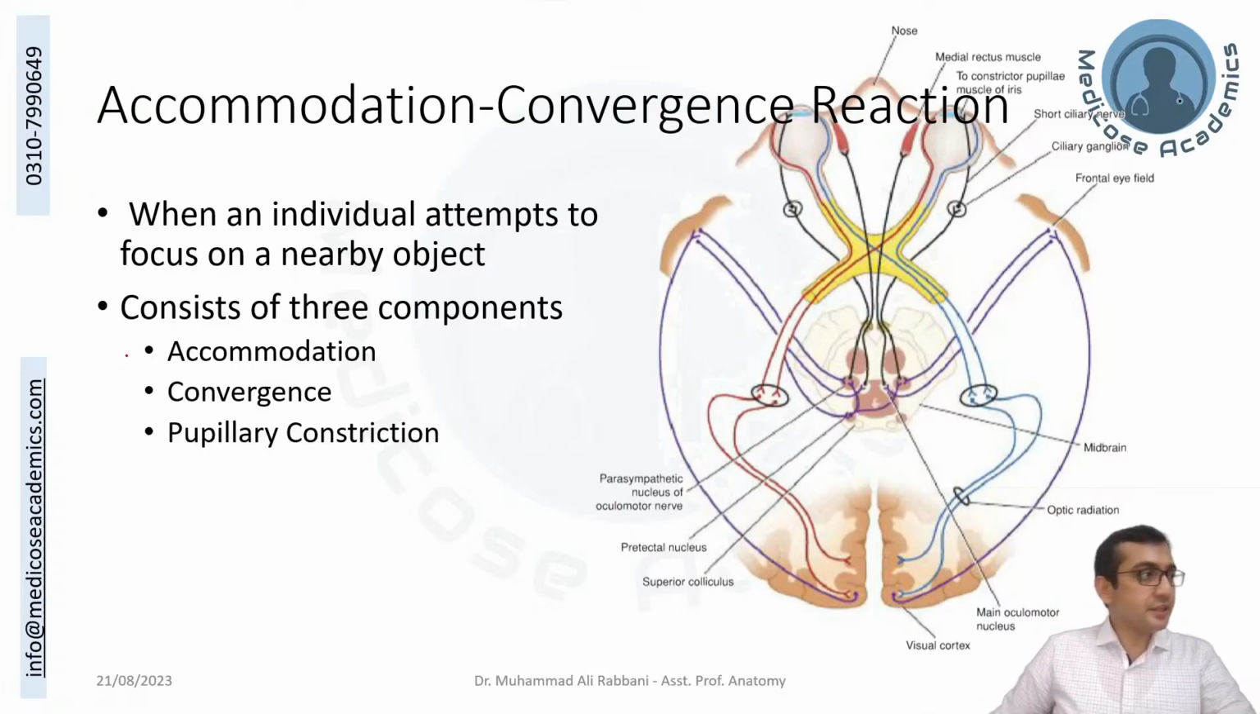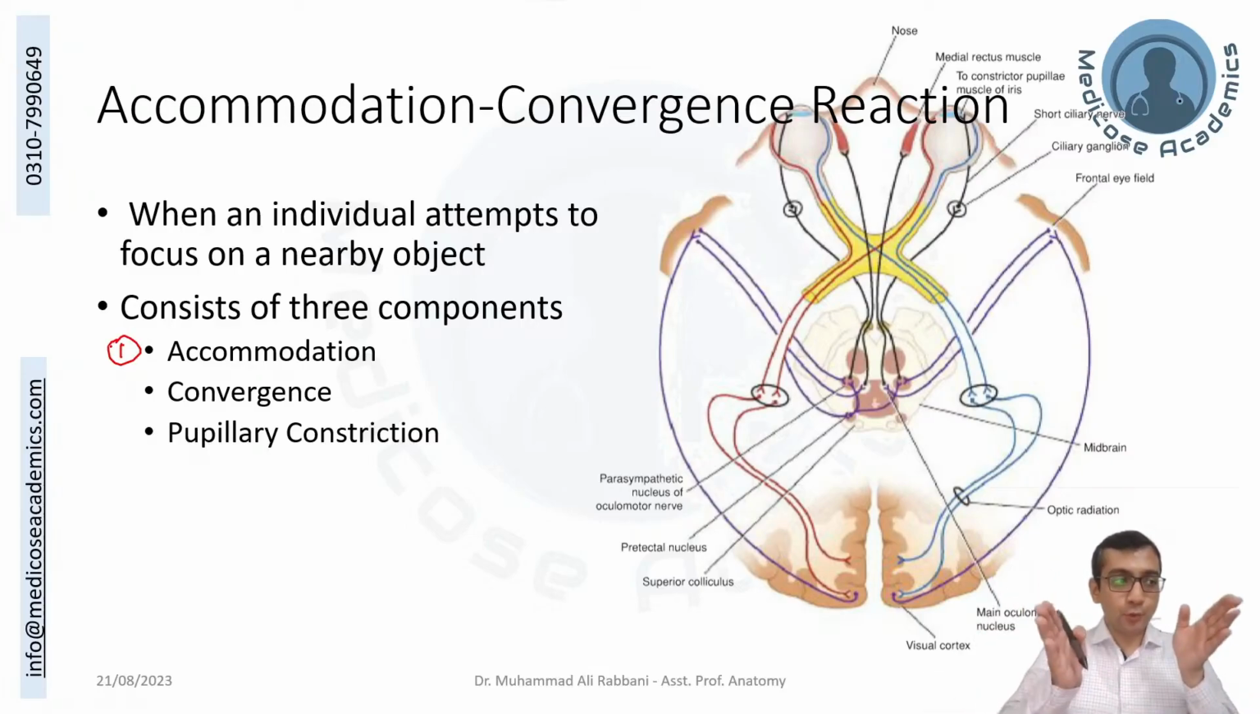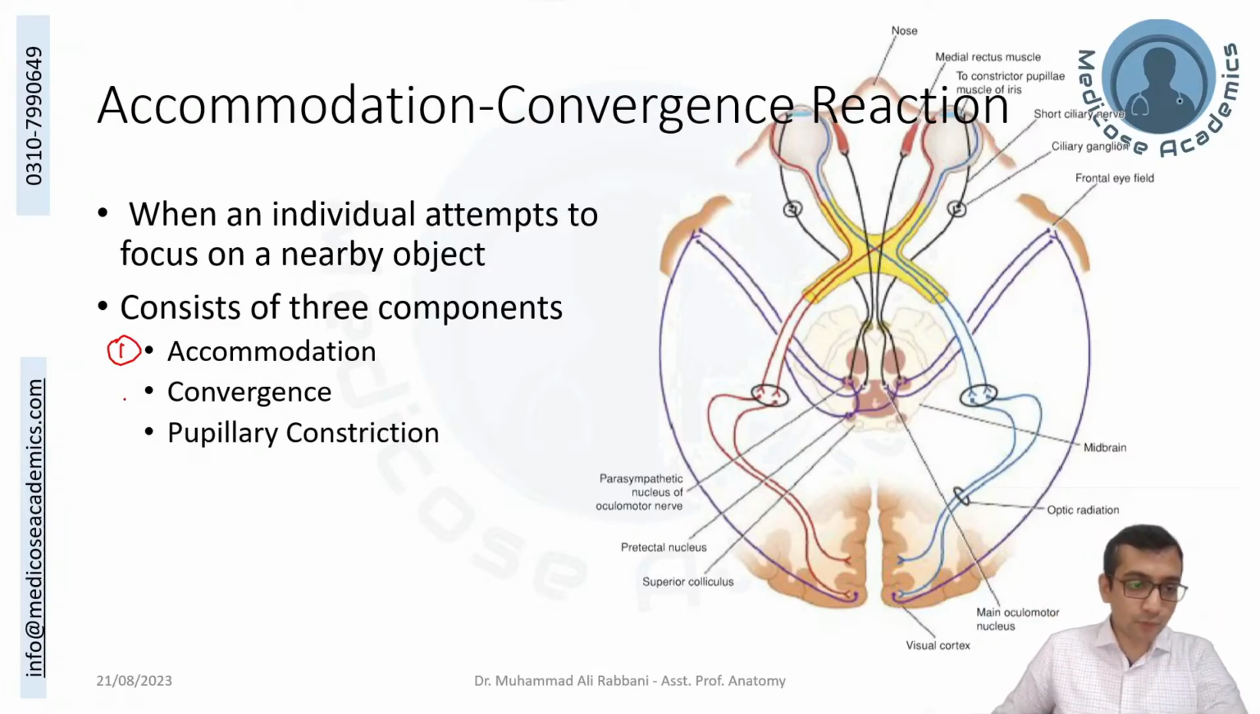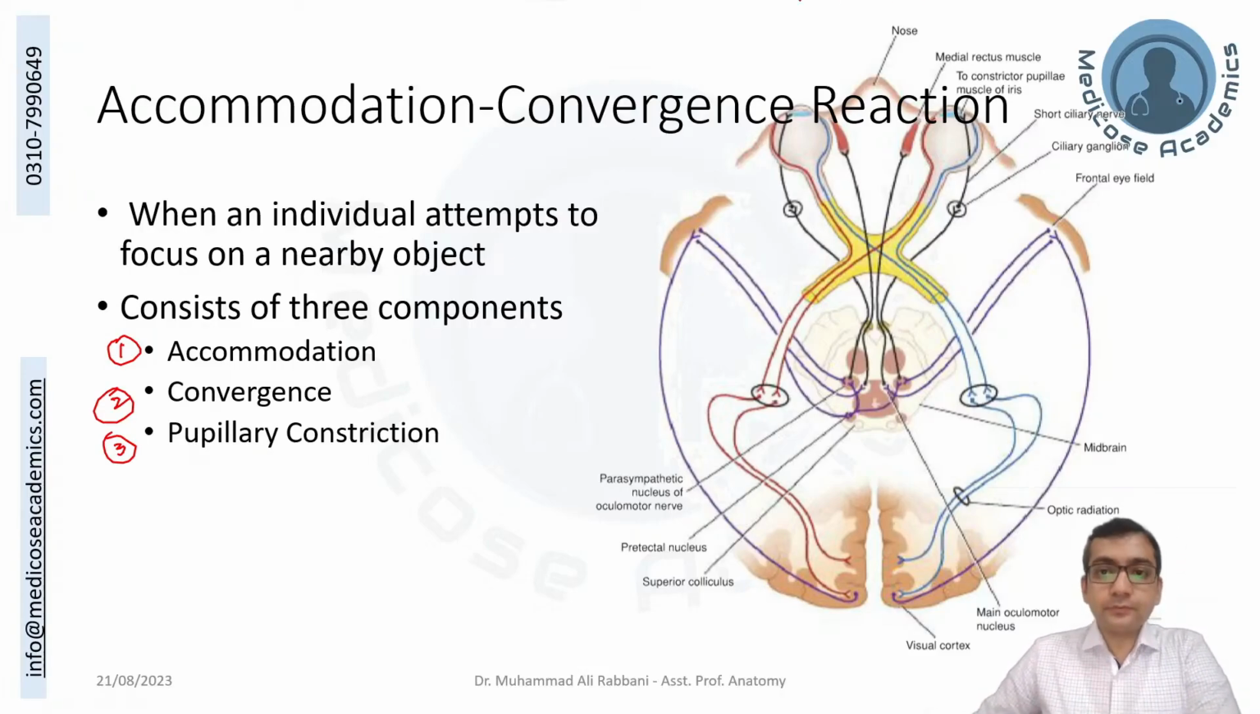Your lens changes its shape to focus the near object. Your two eyes move towards the midline to focus on the same item, that is convergence. And the pupils constrict to a smaller diameter so as to allow the light to pass through only the central part of the lens, that is pupillary constriction. What is the mechanism for that?